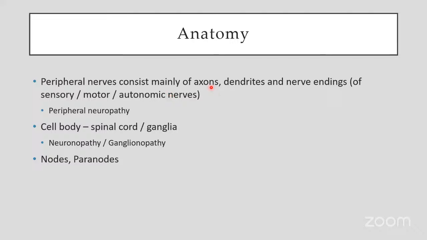Lesions anywhere at the level of axons, dendrites, or nerve endings of sensory, motor, or autonomic nerves will cause peripheral neuropathy, sensory, motor, or autonomic. And lesions at the cell body, in the spinal cord and the ganglia, that is the dorsal root ganglion and the autonomic ganglia, and the motor neurons in the spinal cord, will cause a neuronopathy or ganglionopathy. And I have included nodes and paranodes as well in the discussion.